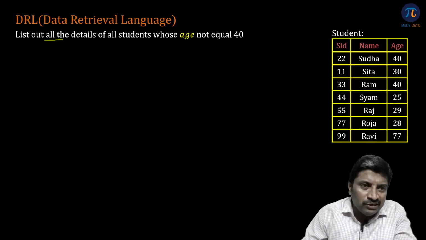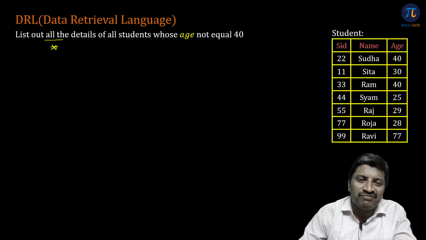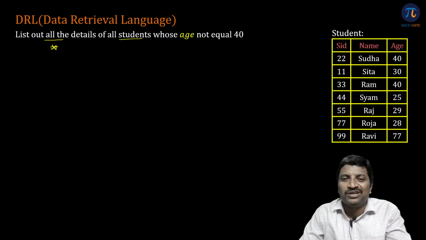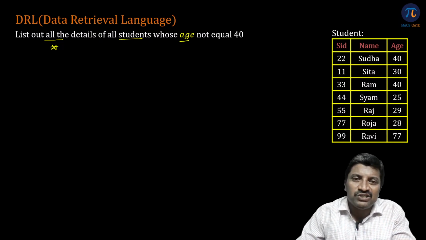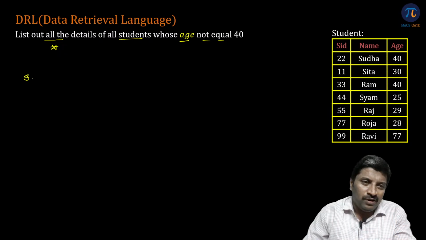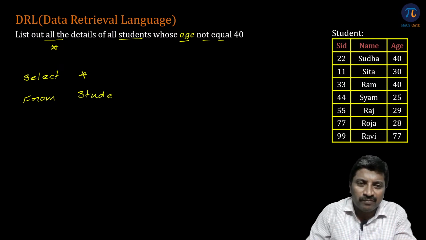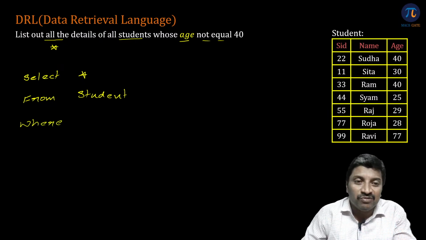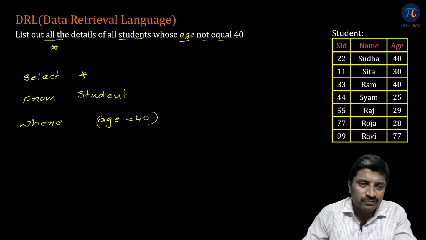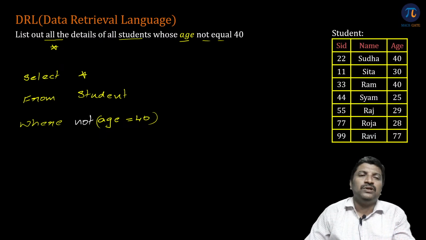List out all the details of the students whose age is not equal to 40. Of course, for some more examples, the table is the same, sir. How can you write it, sir? Select, I need all the details, from which table? Student. Where, what is the condition? Not equality. So what we do is, we write the equality first, then before that we add NOT. Hope you understood it.